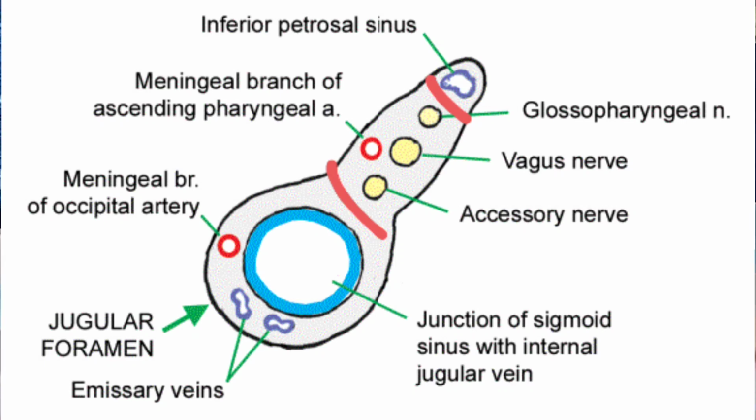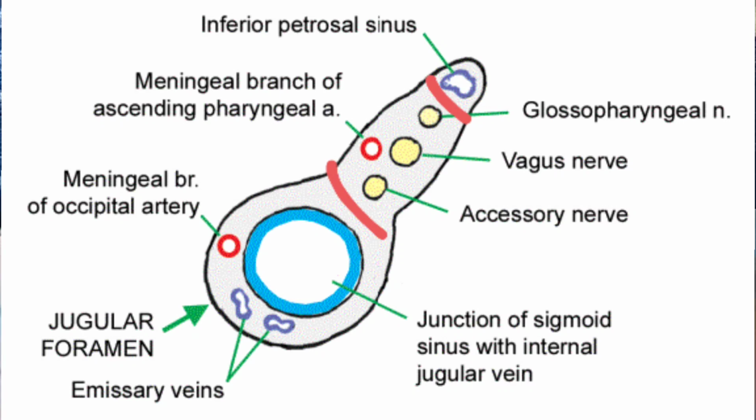So in the middle compartment, mainly nerves are there, and only one artery. The nerves are the 9th, 10th and 11th cranial nerves, that means glossopharyngeal, vagus and accessory nerves. And the artery is the meningeal branch of the ascending pharyngeal artery. This is the only artery which passes through the middle compartment of the jugular foramen, and one emissary vein. It is not always present, but sometimes you will get the emissary vein.